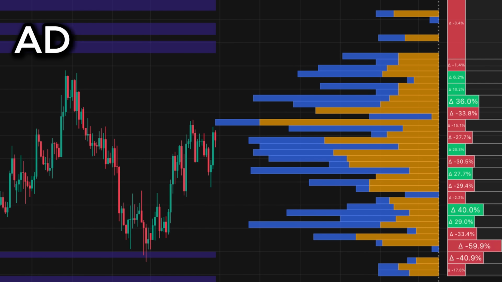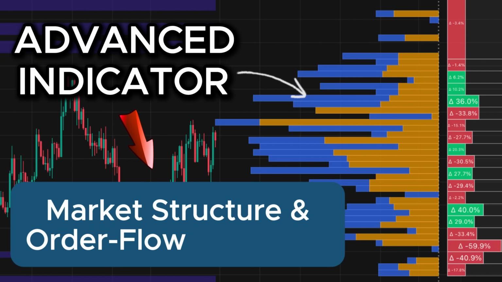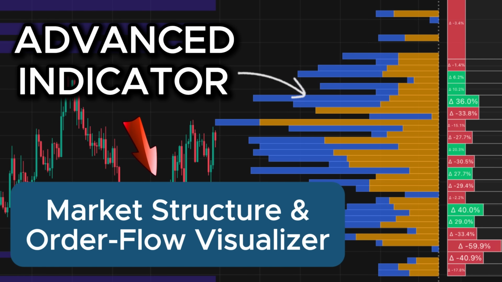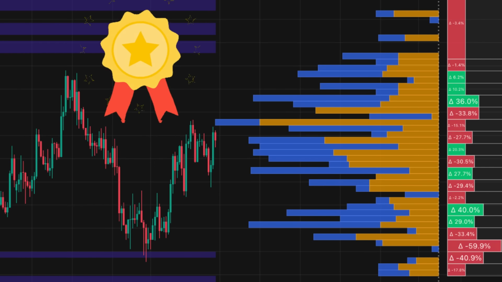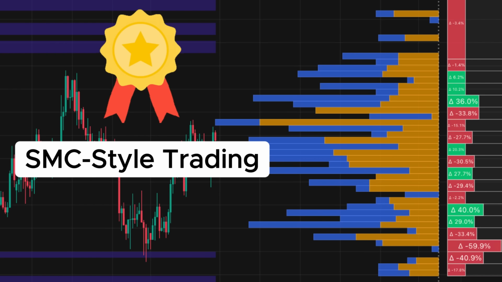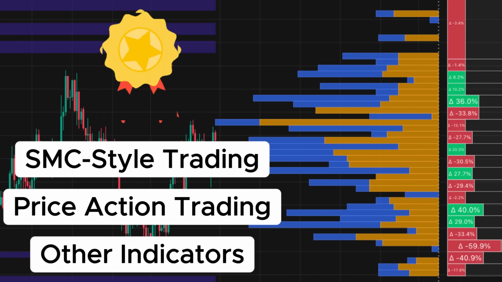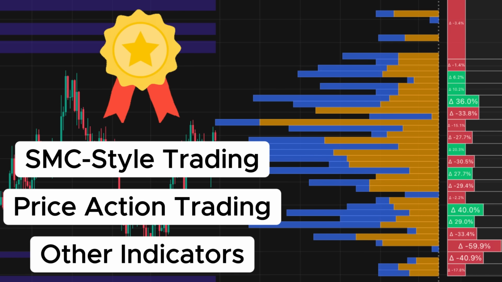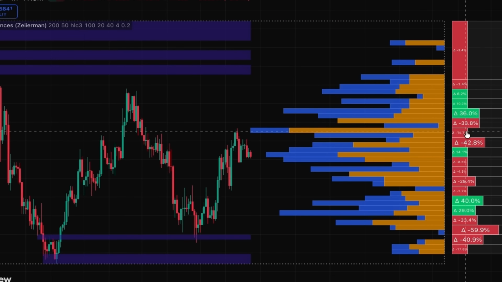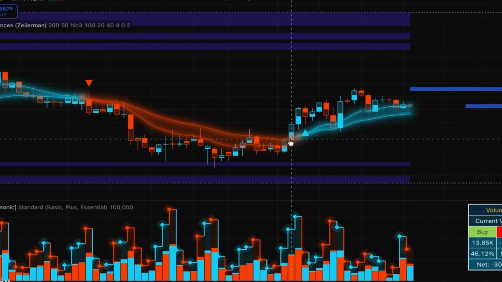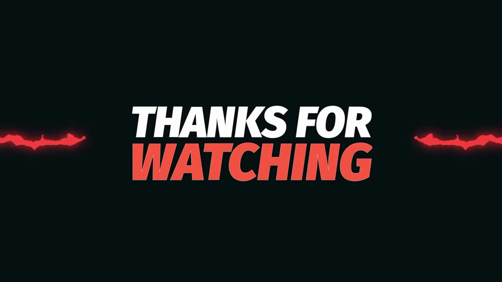So altogether, this advanced indicator is a market structure and order flow visualizer that helps you know where the market traded and where it did not trade, and it shows accumulated bullish and bearish pressure in different price ranges, making it an ideal indicator to be used in the SMC method of trading, price action trading, or even with other indicators to effectively analyze the market structure and identify the significant levels of the market that may play a role in future price action. I will teach you how to interpret this indicator and use it in your trading strategy, so make sure you watch this video until the end and let's get started.